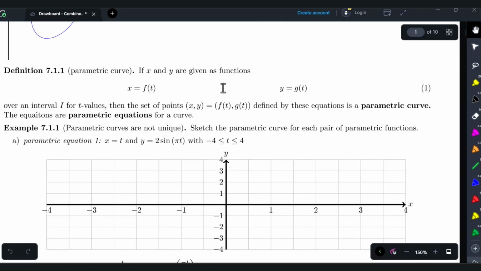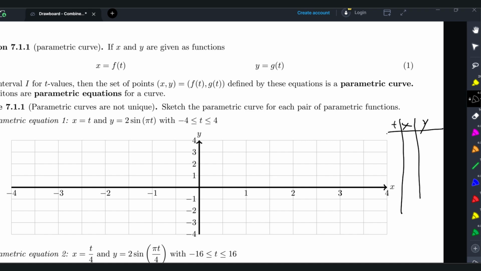A first, pretty simple example of a parametrized curve that we could graph is one where x just happens to be the same thing as t. So we set x equal to the time parameter t, and y is going to be 2 times the sine of pi t. If we want to graph it, we could do this by filling in a table and then plotting the resulting points. I'm only going to plot a few of the informative points.